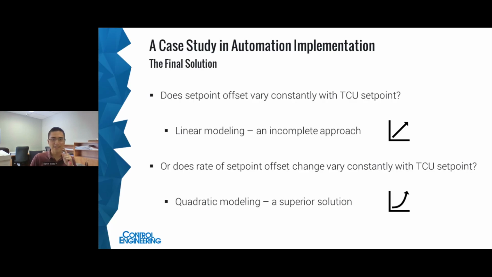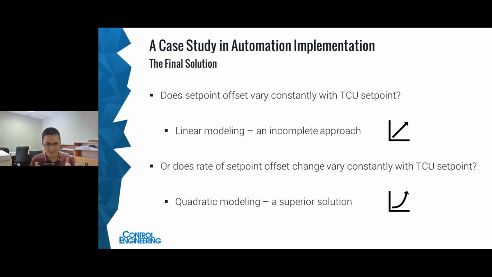So it seemed what the fixed set point offset model was missing was that it wasn't varied based on the value of the TCU set point. So what we started wondering was, does the set point offset vary constantly with TCU set point? Or in other words, does the set point offset vary linearly with TCU set point? When we applied a linear model, we found that we were able to reach and maintain control at both the warmer and colder TCU set points.